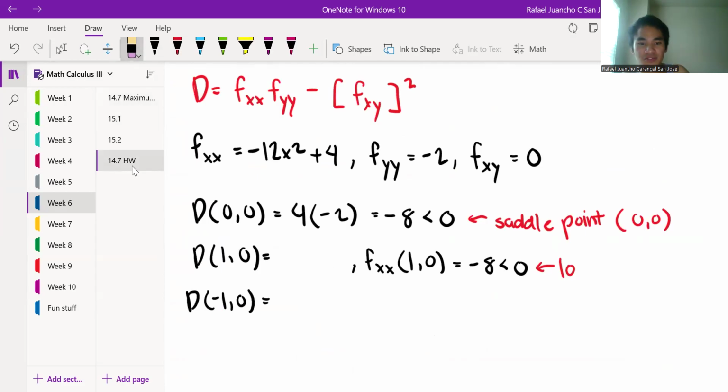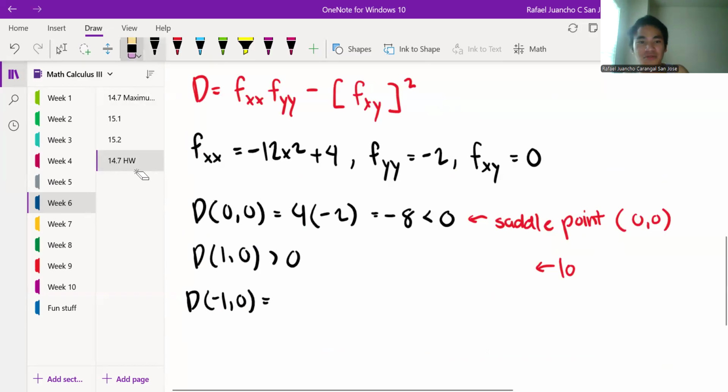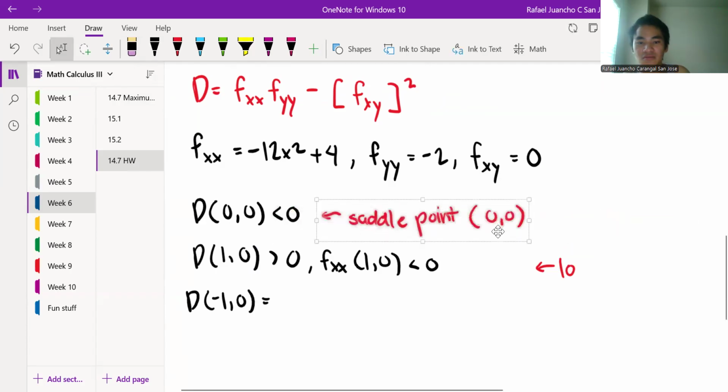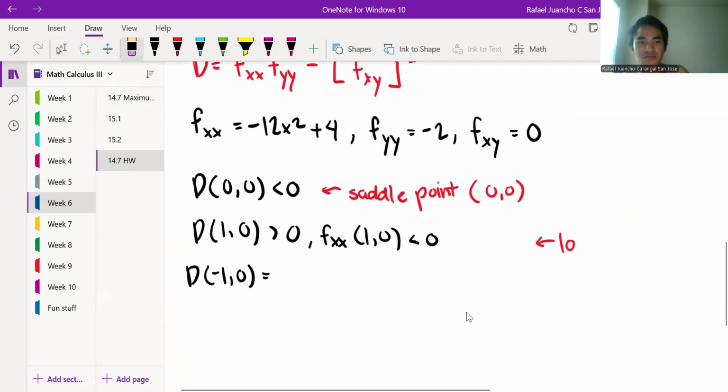Okay, let me actually just do this. This is greater than 0. I don't care about what the number is. I just need to know if it's less than or greater than 0. So 0, 0 is a saddle point. This one is a local max. This point.